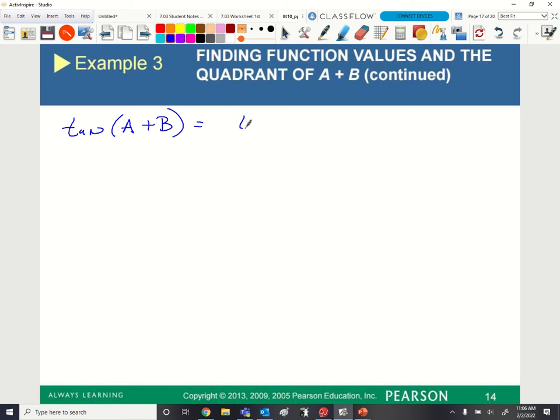So in my formula, that's tangent of A plus tangent of B over 1 minus tangent of A times tangent of B. So that's my formula. All right, that's the formula.